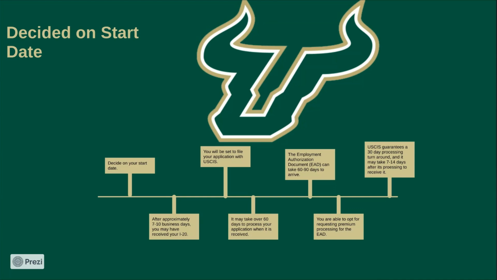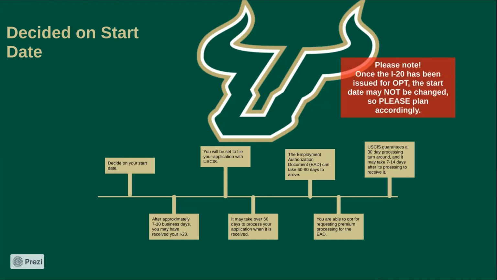Please note that once an I-20 has been issued for OPT, the start date may not be changed, so plan accordingly. Once you have decided on a start date and received your I-20, you will be set to file your application with USCIS. It may take USCIS over 60 days to process your application when it is received. The employment authorization document can take 60 to 90 days to arrive. Please note that you can request premium processing for the EAD. USCIS guarantees a 30-day processing turnaround, and it may take 7 to 14 business days after it is approved to receive it.